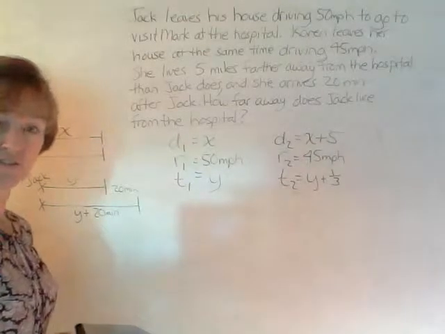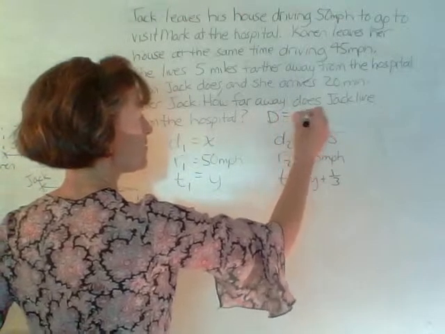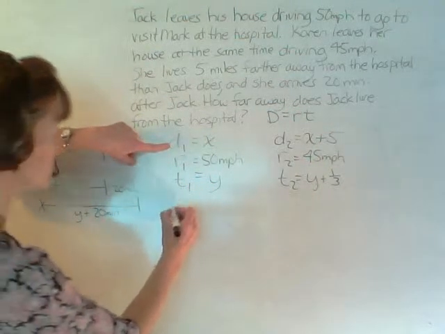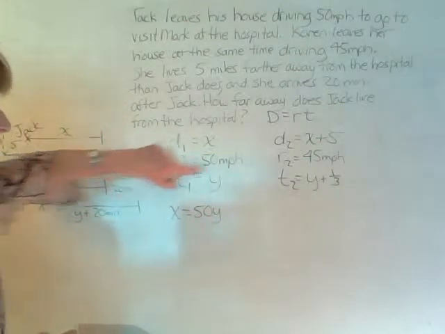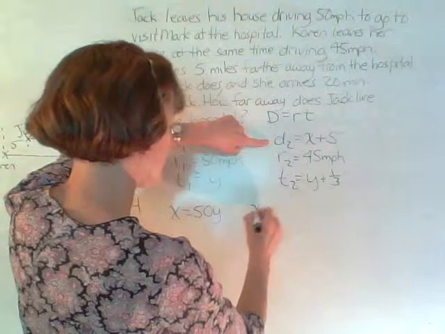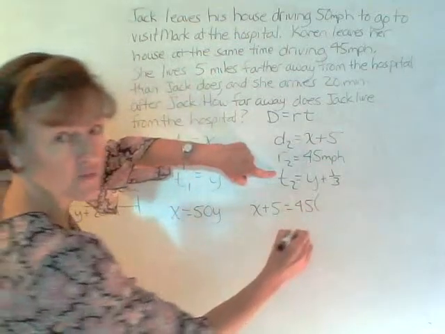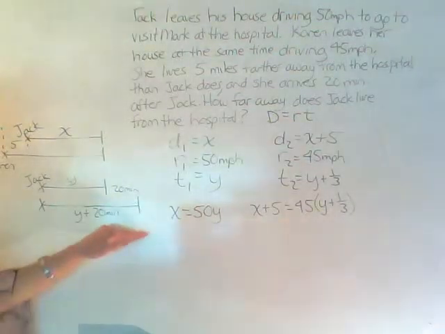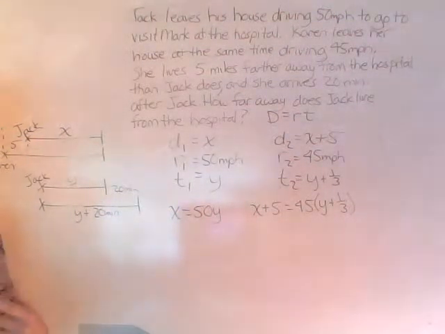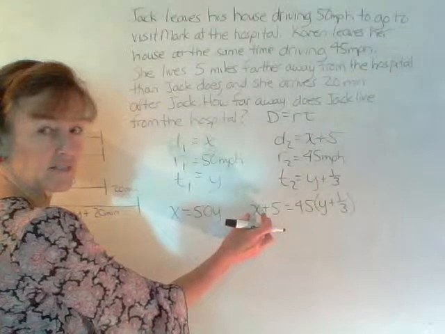Now I'll write my two equations and solve them. So using distance equals rate times time, Jack's distance, x, equals his rate, 50, times his time, y. Karen's distance, x plus 5, equals her rate, 45, times her time, y plus 1/3. So I have two equations and two unknowns. I have to put them together using substitution so that I can solve for my unknowns. Since x equals 50y, I'm going to put 50y in here.